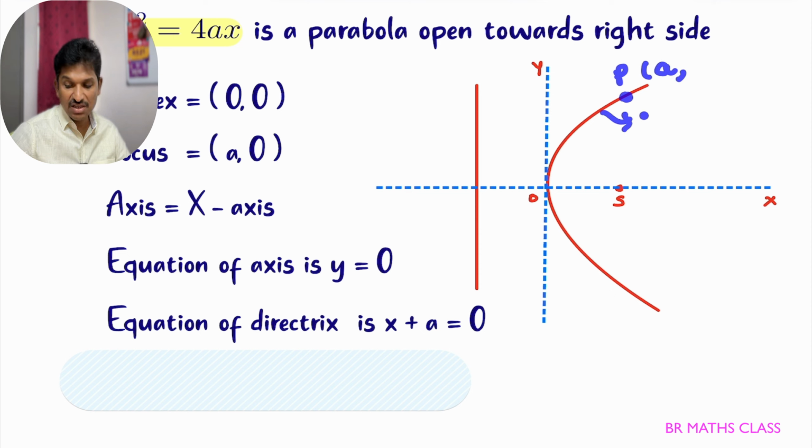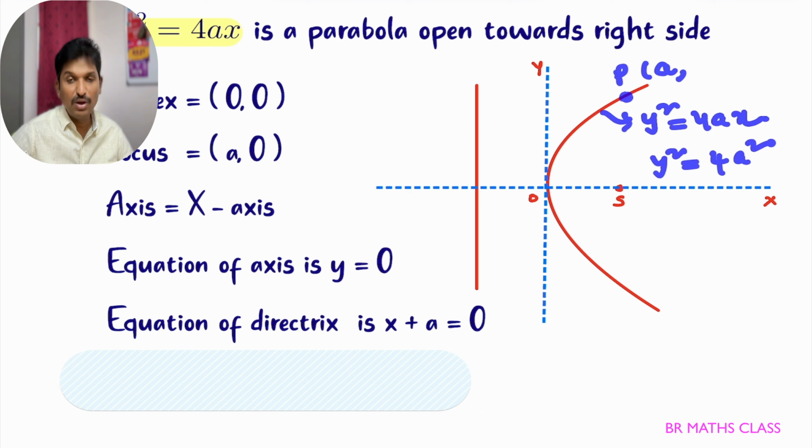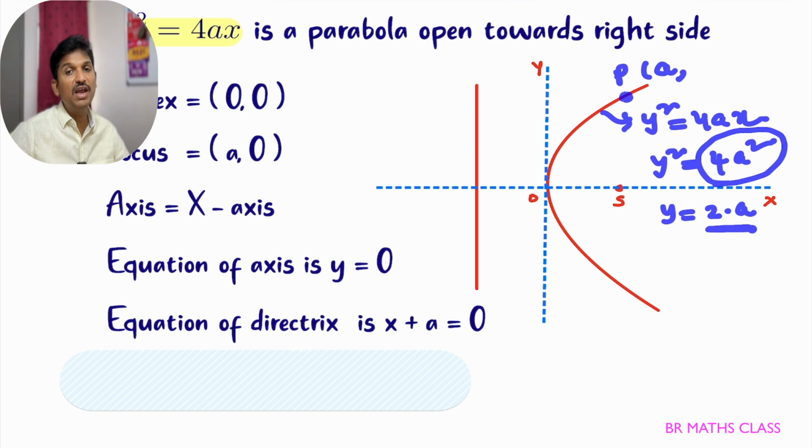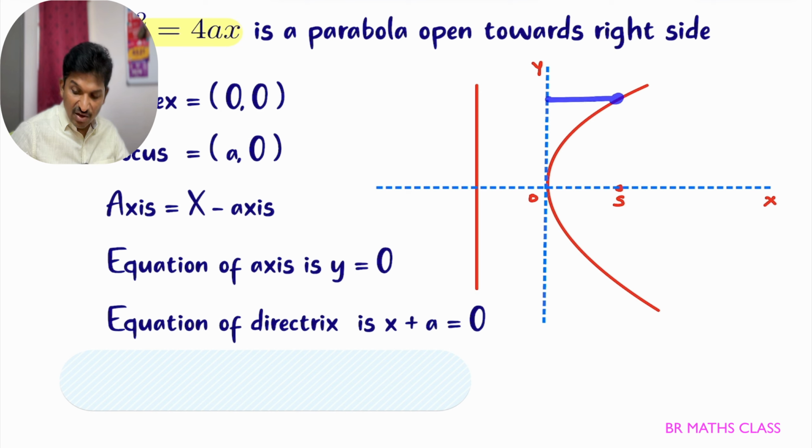What is the equation? The equation is y square equal to 4ax. In this equation, in place of x, you write a. What will you get? y square equal to 4a square. What is y from this? y is plus or minus root over 4a square, which is 2a. Y equal to 2a. Try to understand: when x equal to a, y is 2a. This length is 2a. I hope you understand.